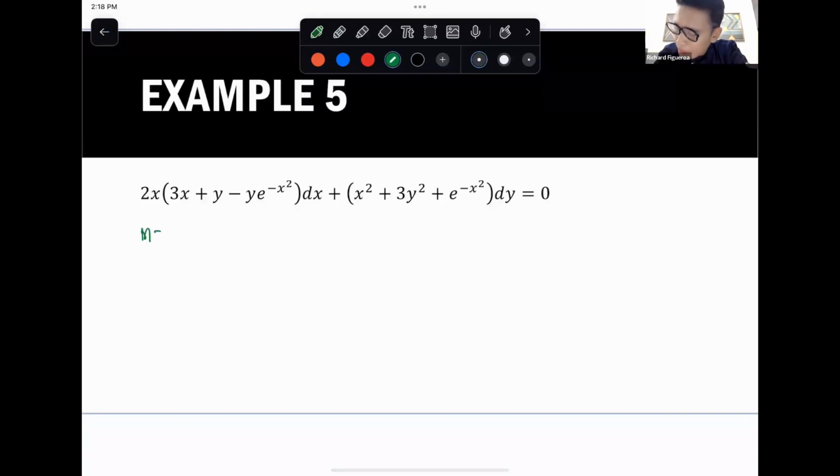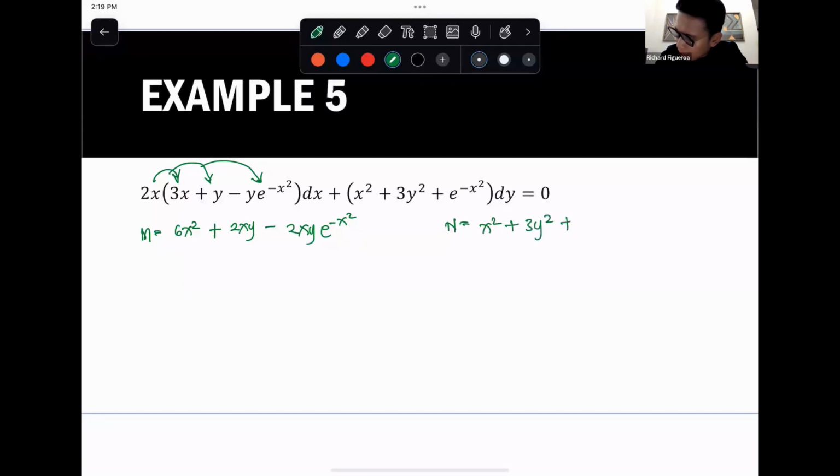Again, if there's a product involved within the differential, distribute it. If there's a sign, distribute it. So let's distribute: 2x times 3x, we have 6x squared, plus 2x times y, so 2xy, and minus 2xy e raised to negative x squared. And then our N is x squared plus 3y squared plus e raised to negative x squared.